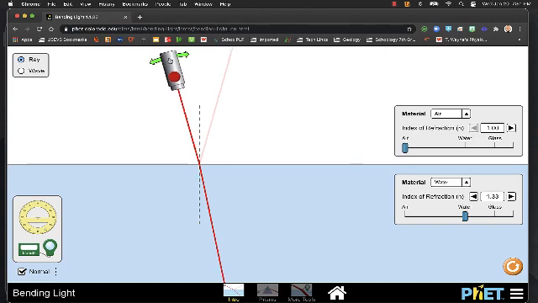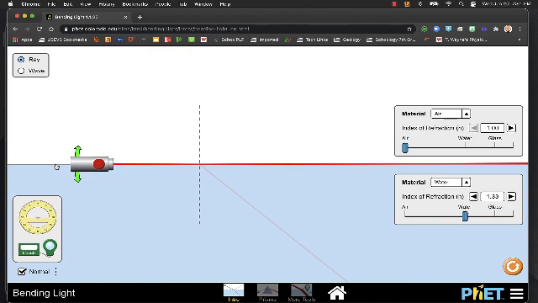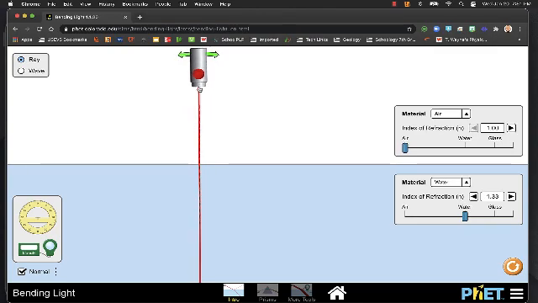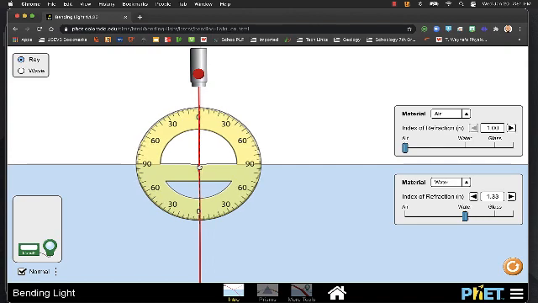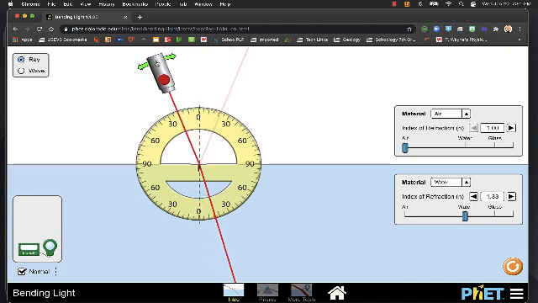As we move away from the normal, now this is a little confusing for some. We don't measure the angle from the actual boundary itself. When you're measuring the angle of reflection, you have to go off of the normal. So when I put my protractor up onto the boundary and my normal, as I move away from the normal, right here I'm moving it 20 degrees away from the normal.